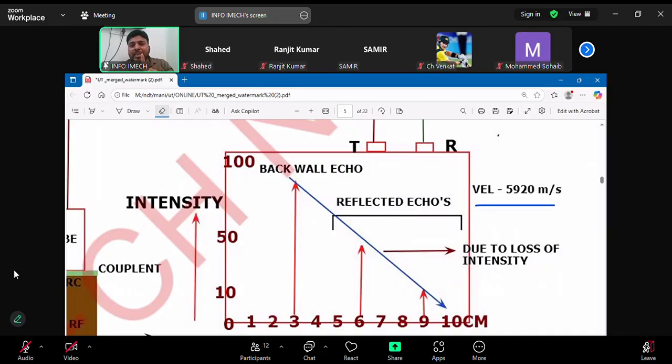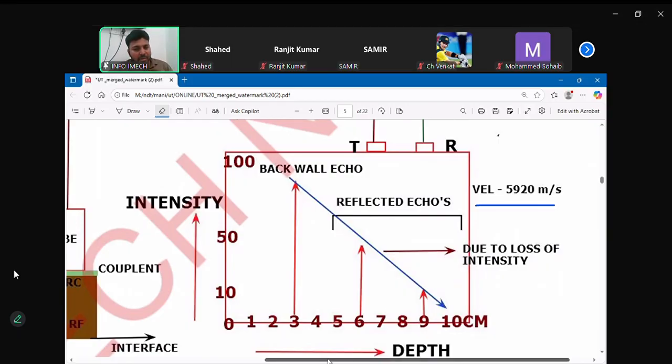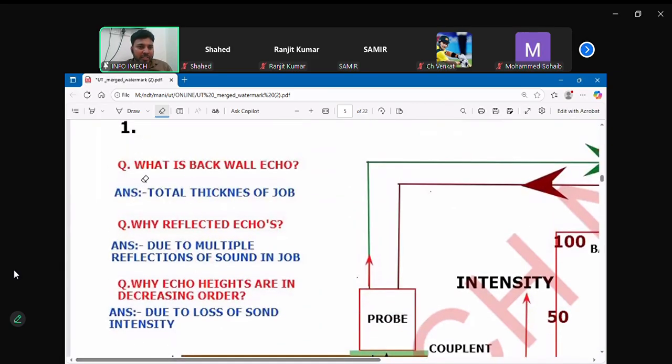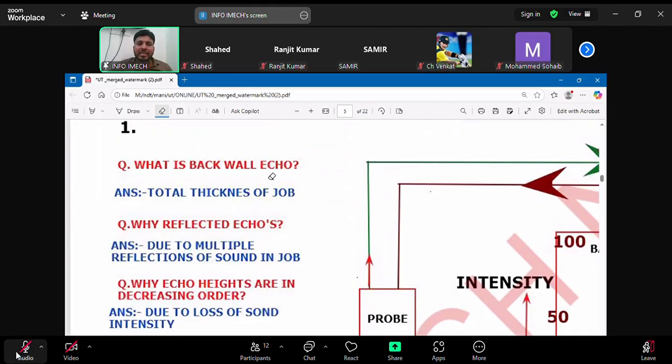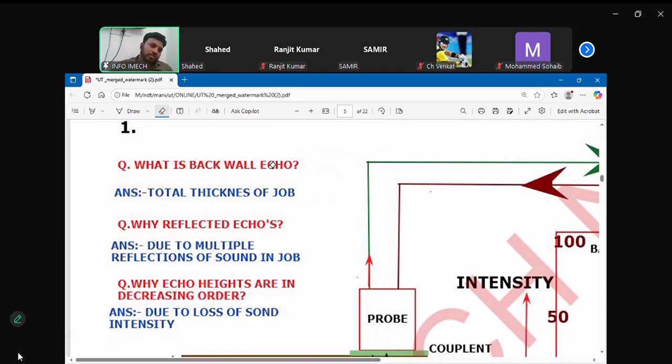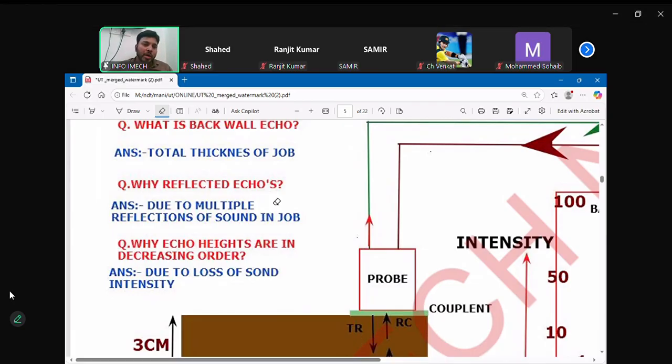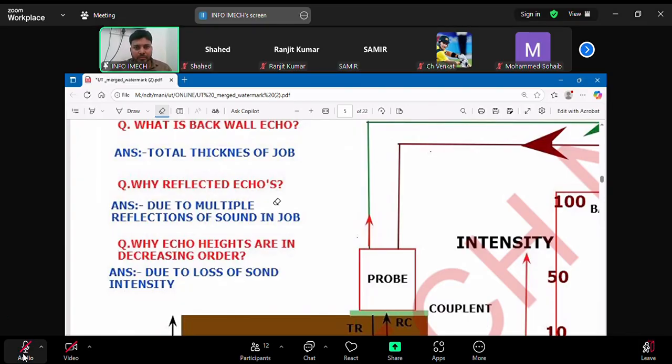This is the first case of our UFD machine working. In this first case, there will be 3 questions. What is the first question, guys? What is the back wall echo? The answer: the total thickness of the job, the thickness of the test piece. Next, why will reflected echoes come? Due to multiple reflections of the sound in the job. Why will echo heights be in decreasing order? Due to loss of sound intensity.